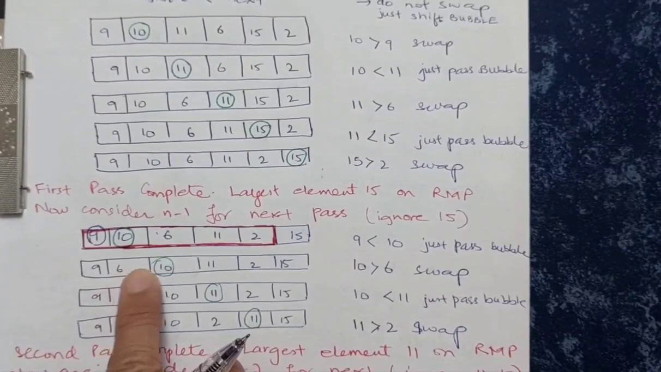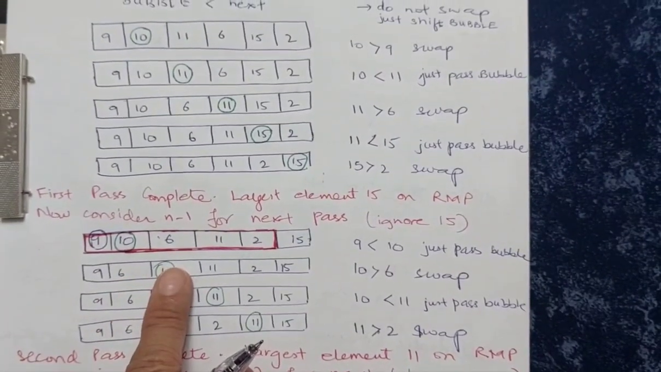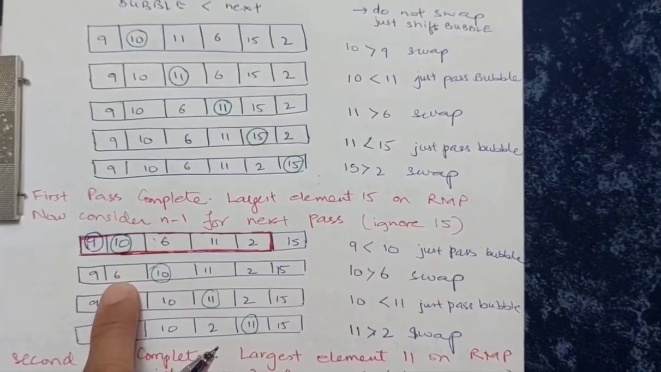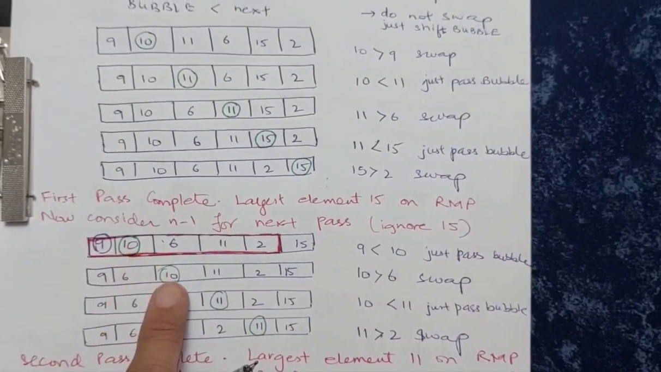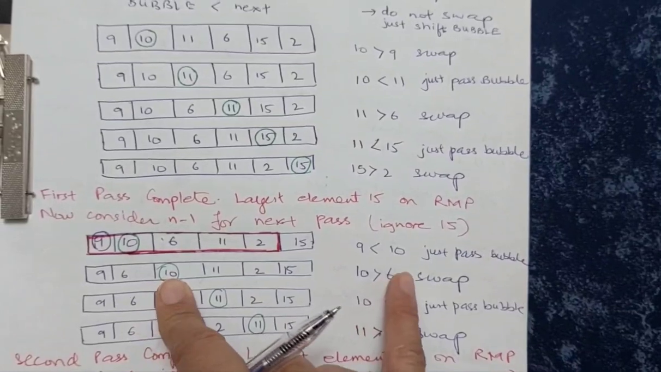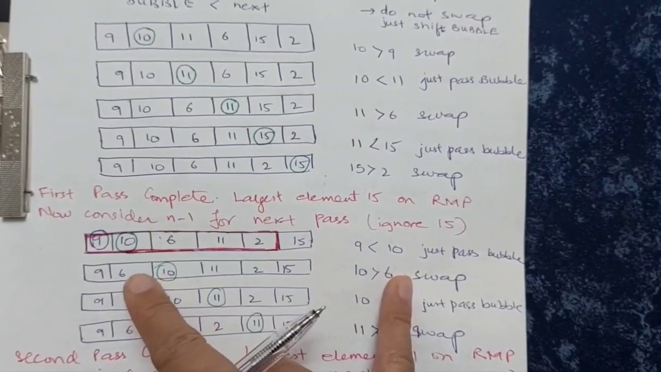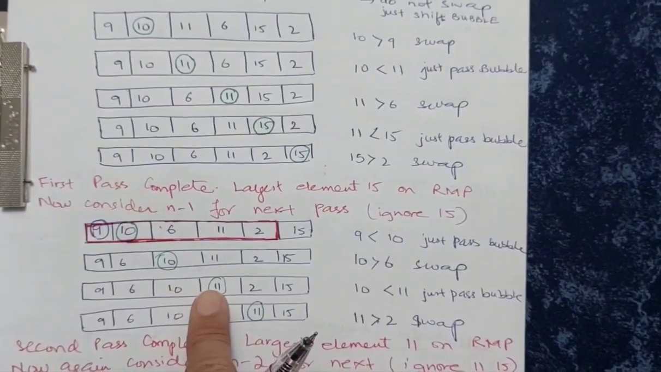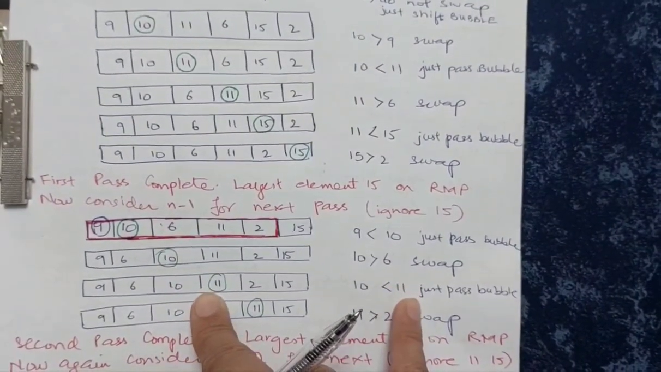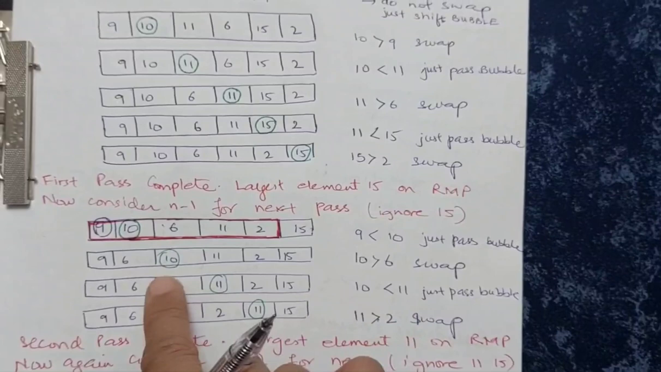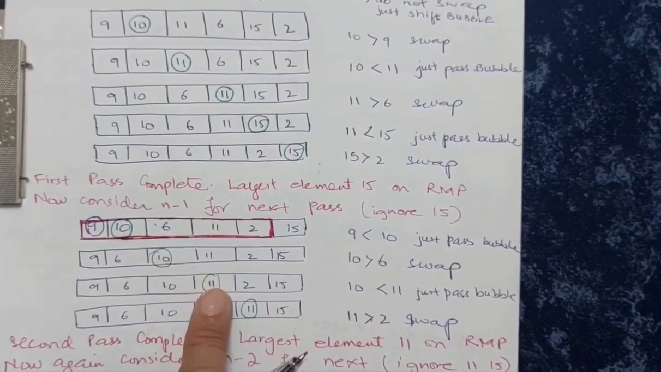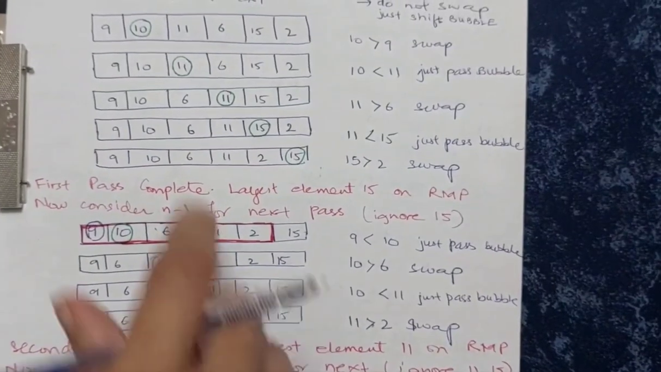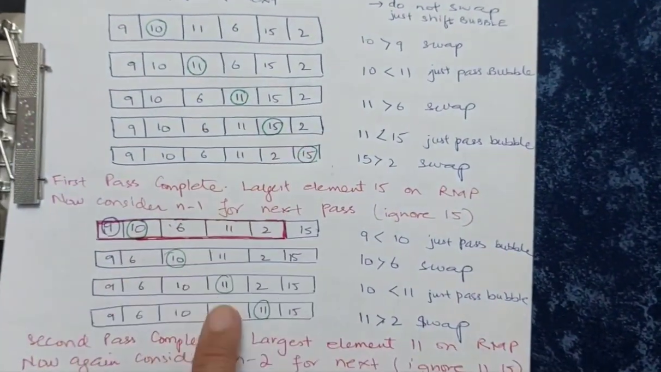You can see that the positions of 10 and 6 have been swapped. Initially 6 was on this position, now 6 has reached this position, and 10 has been shifted to the position of 6. Okay, now in the next case, compare 10 with 11. 10 is smaller than 11, so there is no swapping, and I have simply passed the bubble from 10 to the next element, 11. You can see that the bubble is always traveling diagonally. This is always a check for you.